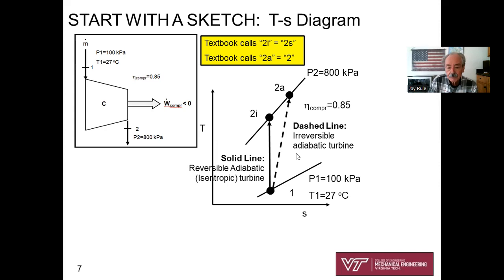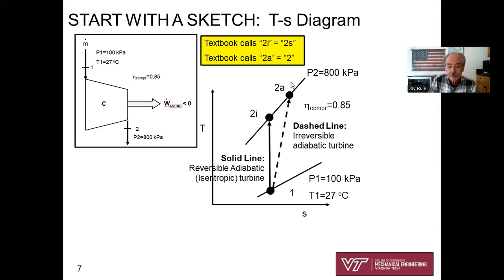Okay. There's my initial state, state 1. Now, I've got a couple of states at state 2. One is if the compressor were reversible and adiabatic, it would be at state 2I, constant entropy. But it's not. We've got a compressor efficiency of 85%. That says that S2 actual, the actual entropy at state 2, is going to have to be to the right of 2I because Q equals 0, it's insulated, so that forces the entropy to be to the right.